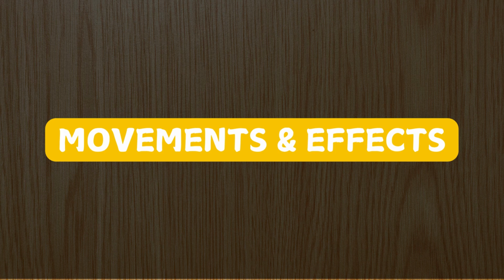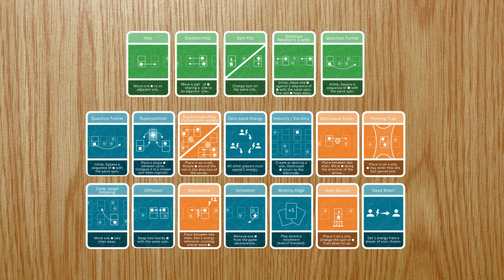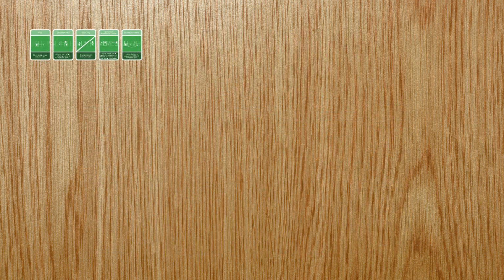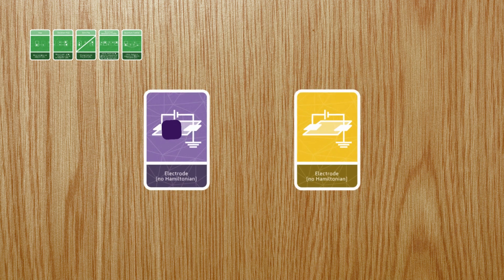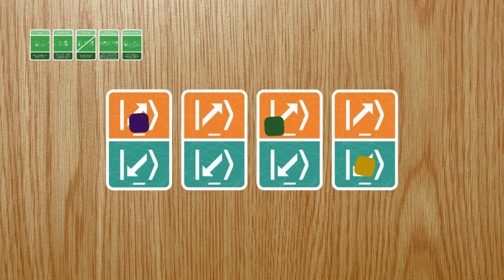In this video, I will explain all the movements and effects in detail. First, let's go over the movements. Remember, all movements can be used to either enter or exit an electrode. Also, a movement must always be initiated by the player's electrons, but it can affect other players' electrons as well.